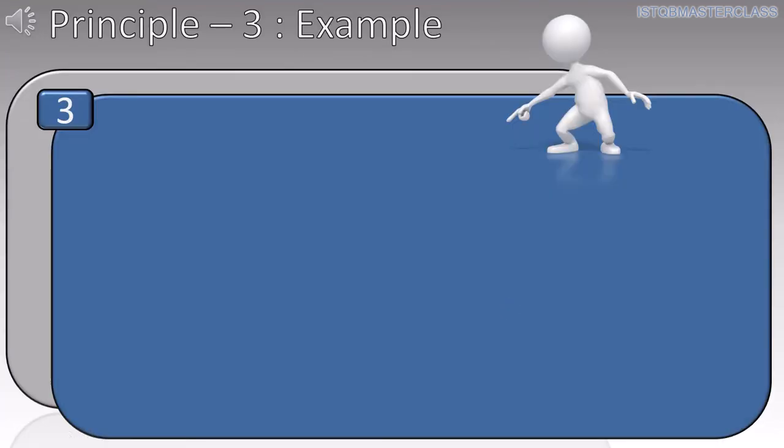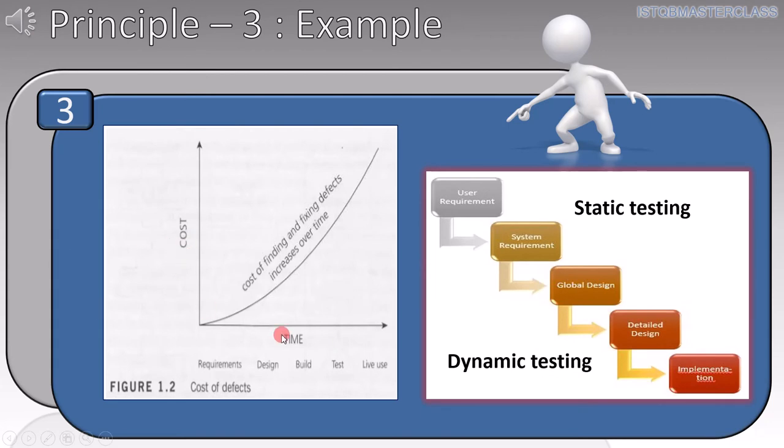So here is a very popular graph about the cost and time of finding defects. As you can see, in the requirement stage, the cost of locating a defect is the lowest. When you move to the design stage, it becomes a little costlier. Then, as you move to the build stage and then to the test stage, it gets more and more expensive. Finally, at live use, it is the costliest to discover a defect in the product. So why does this happen? To understand this, we need our life cycle diagram.